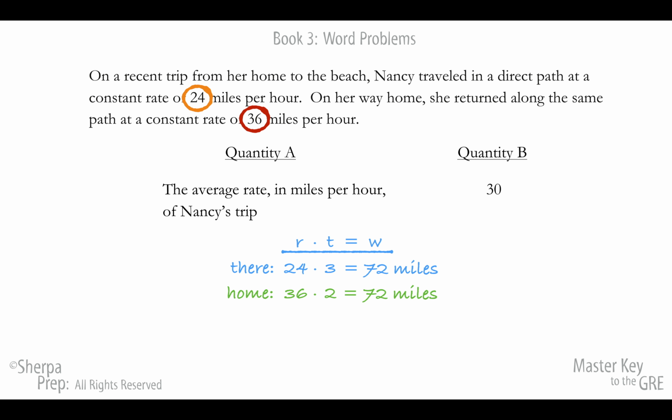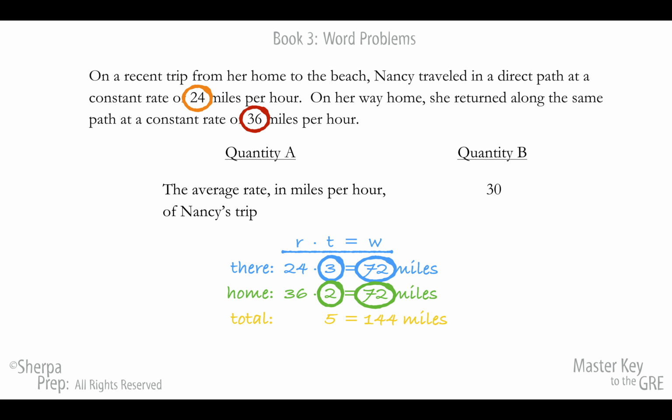Well, what happens in total on the journey? 72 miles going, 72 miles coming back. That's a total of 144 miles. 3 hours going there, 2 hours coming back. That's a total of 5 hours. In other words, we travel a total distance of 144 miles in 5 hours.